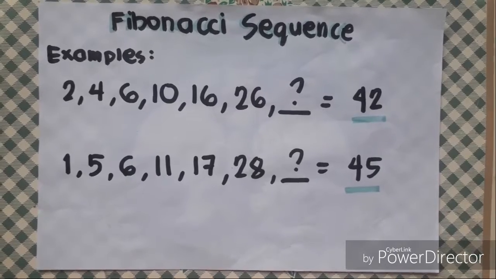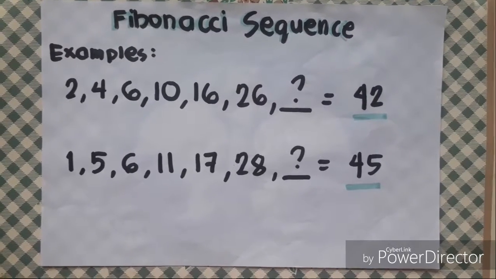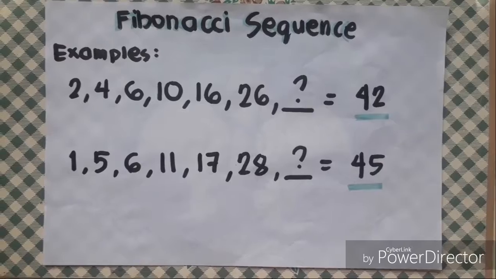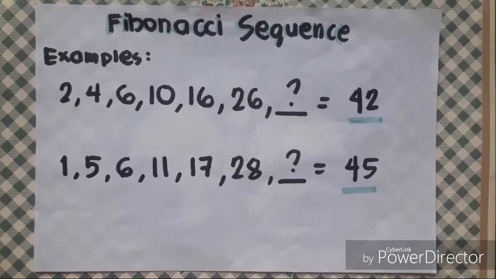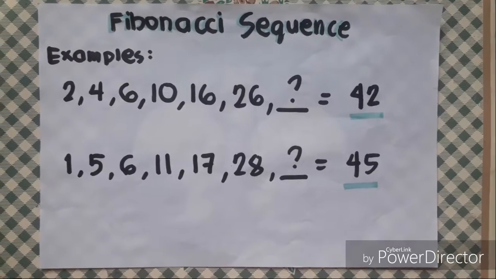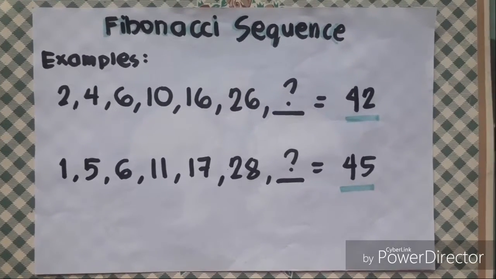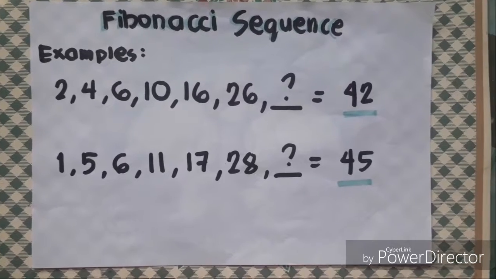Next example is 1, 5, 6, 11, 17, 28. 1 plus 5 is 6, 5 plus 6 is 11, 11 plus 17 is 28, then 17 plus 28 would be 45.